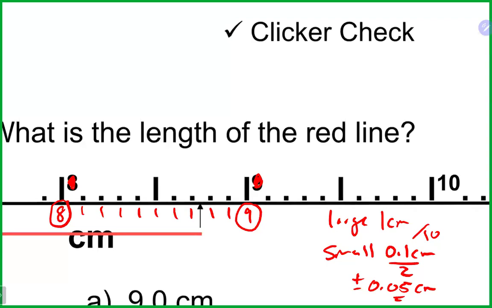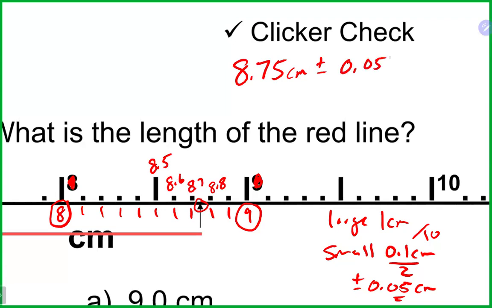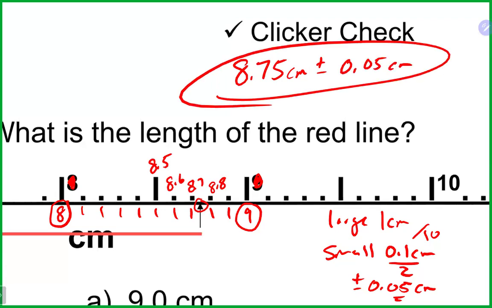And if we do that, it is at least, this would be 8.5, 8.6, 8.7, 8.8. So here we are just past 8.7 and about halfway there. So we'll do 8.75 plus or minus 0.05 centimeters in this case. Any questions on that one there? Again, this would also have 3 significant figures in this particular case.